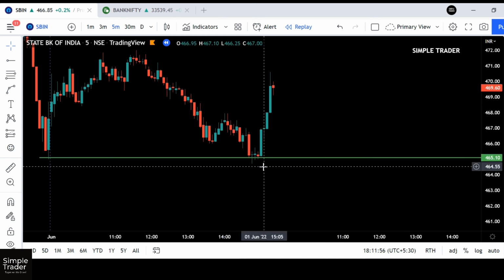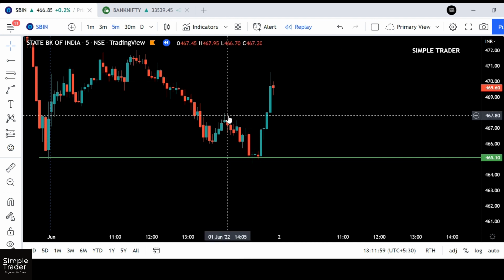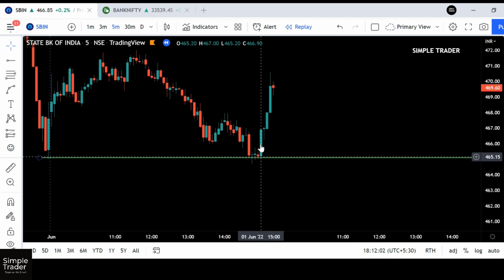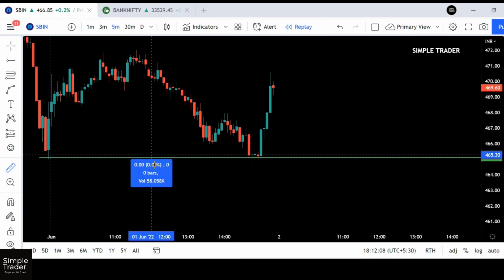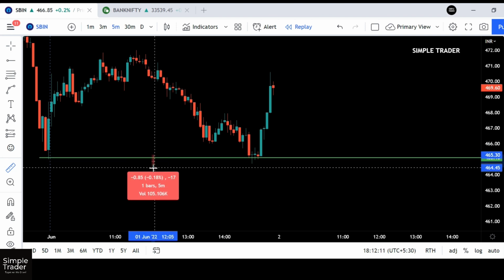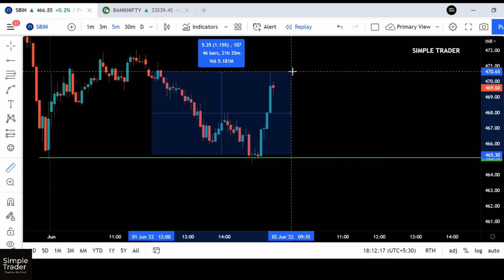And entry, SL, your first target and your second target. Once you're booking at the first target, keep your SL at cost and let your winner ride. In this trade, 40, right? So about 90 paisa is your SL and 5 rupees is your target.